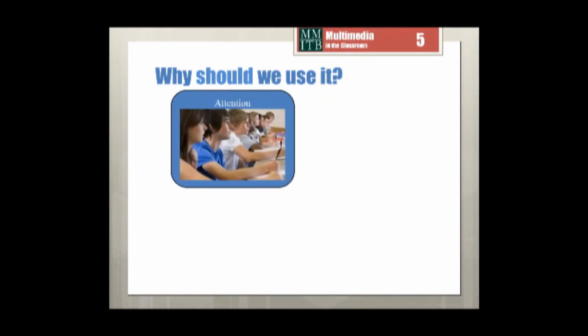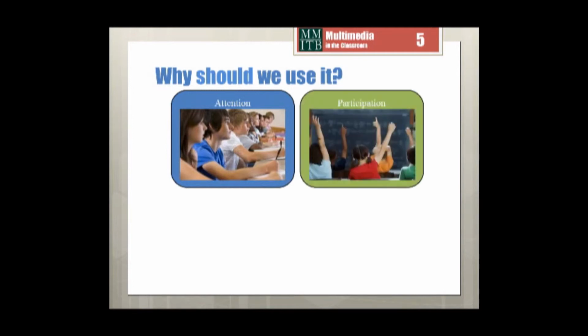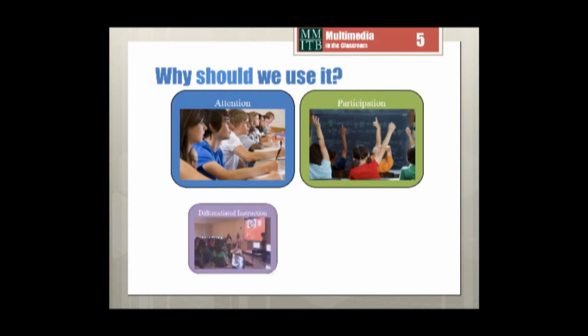First was attention. We live in a world driven by technology. By appealing to the students' interests, educators can engage their students through the use of multimedia. 2. Participation. Be it a picture-prompted discussion or a review game, multimedia lessons can encourage interactive learning, thus promoting active participation from the students.